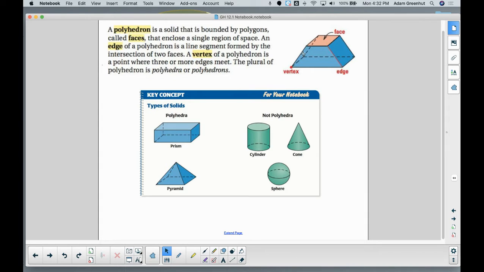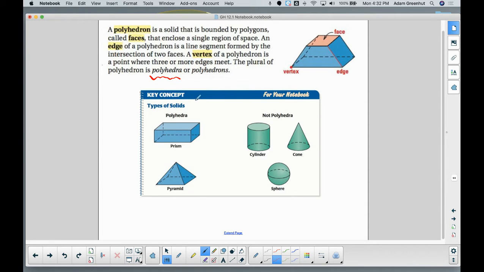Each flat surface, each polygon, is known as a face of the polyhedra. Every line segment where the faces meet is called an edge. And then the corners, each one's called a vertex. The plural is vertices. I used the term polyhedra, which is the plural of polyhedron.